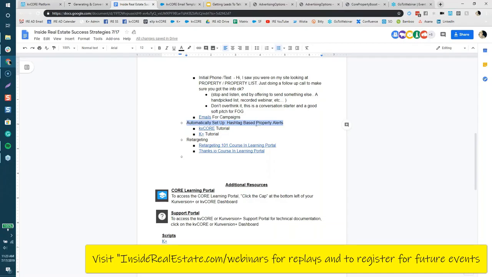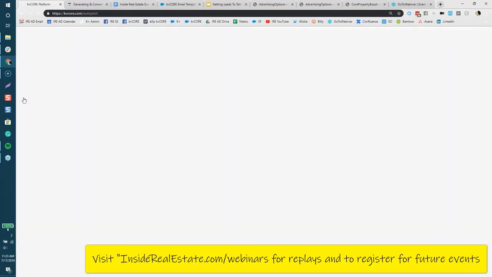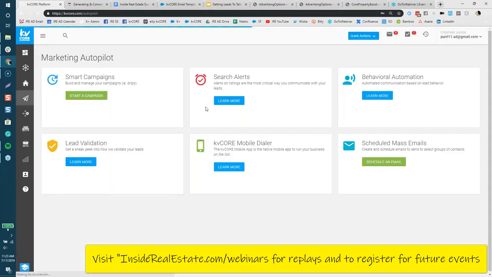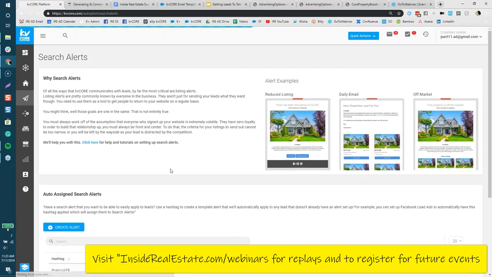So if you know you're running a property boost for a luxury home in a specific town, you'll see the hashtags come in on property boost. It always starts with PB, then that address. You can set it up so that they start to get all similar properties when that hashtag comes in.